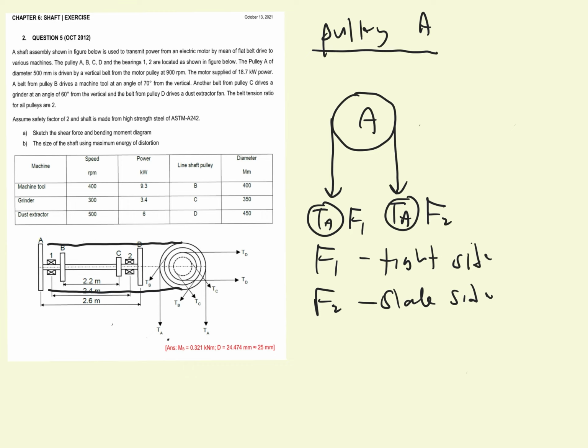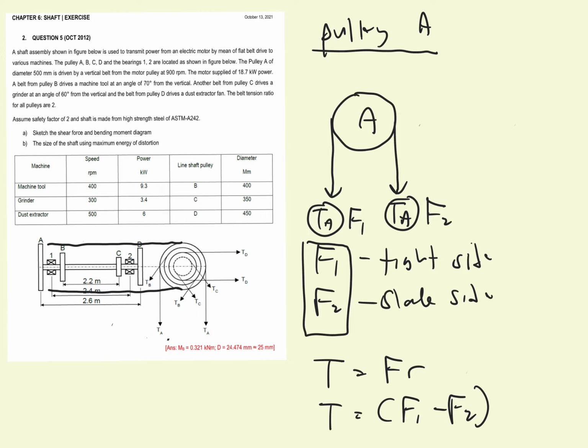So the value of tension here, we can get from the equation of torque, which is torque equal to Fr, or torque equal to F1 minus F2 times the radius of the pulley. So if you know the value of torque here, you can get the value of tension on the tight side and tension on the slack side, because we have another clue here. Another hint is that the belt tension ratio for all pulleys is 2.